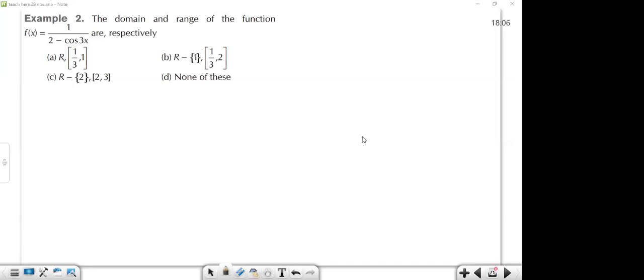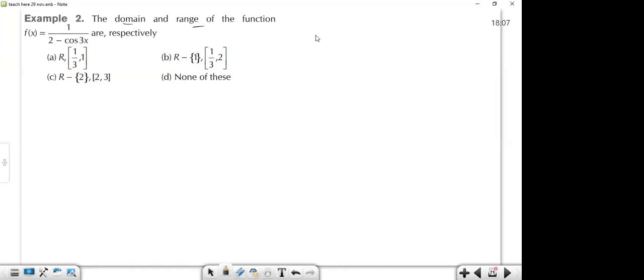Let's begin the discussion of examples. Now here we have this question where we have to find out the domain and the range of this given function. Now the domain and range has to be found out by us. So domain is the set of possible values for x for which the function is defined.